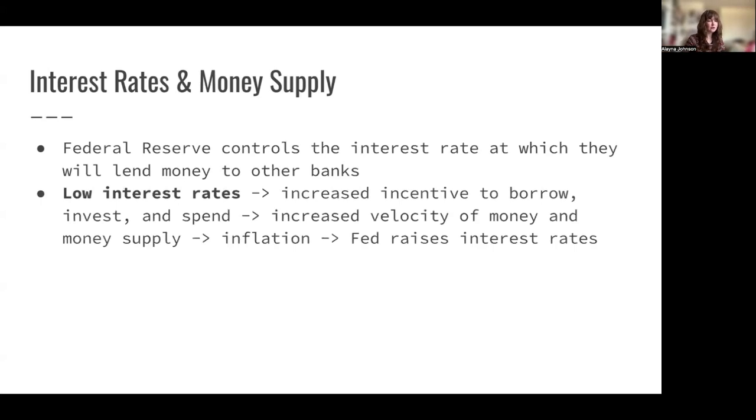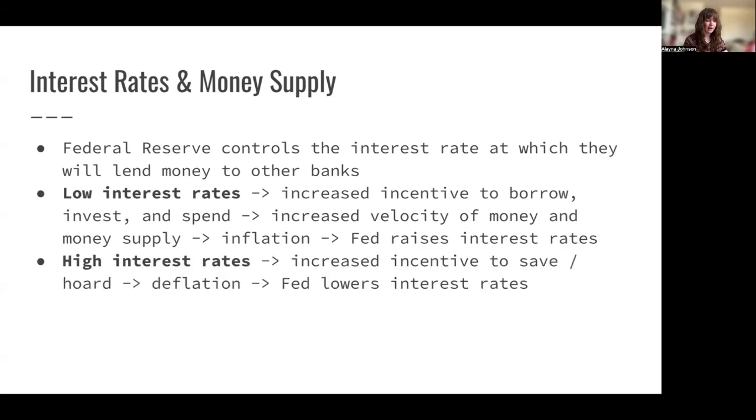So when interest rates are low, people have more incentive to borrow money, invest, and spend, which increases the velocity of money and therefore the money supply. And this leads to inflation. So when the Federal Reserve wants to increase the money supply in the US, they lower interest rates. When interest rates are high, there's an incentive to save and hoard money, which slows down the velocity of money, decreasing the money supply and causing deflation.